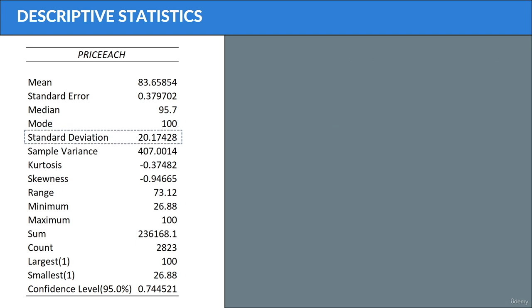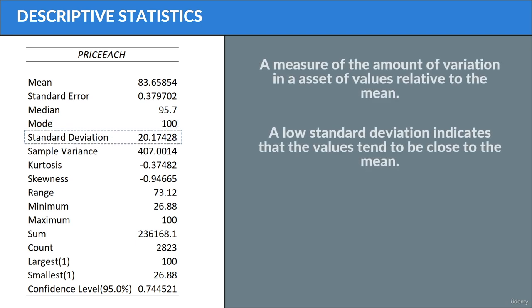Next, we have the standard deviation, and this is a measure of the amount of variation in a set of values relative to the mean. A low standard deviation indicates that the values tend to be close to the mean, and on the flip side of that, a high standard deviation indicates that the values are further away.